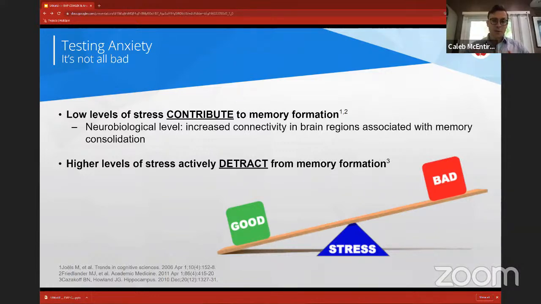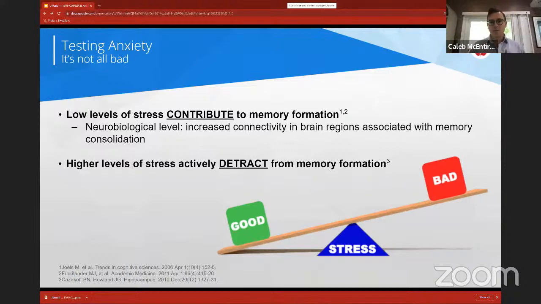So the first point I want to cover is testing anxiety, which is not fun. We've all been through testing anxiety, right? We're all in the medical fields, and we know that it's pretty crummy. That said, I want to try reframing it, because it's not actually bad in terms of your learning.